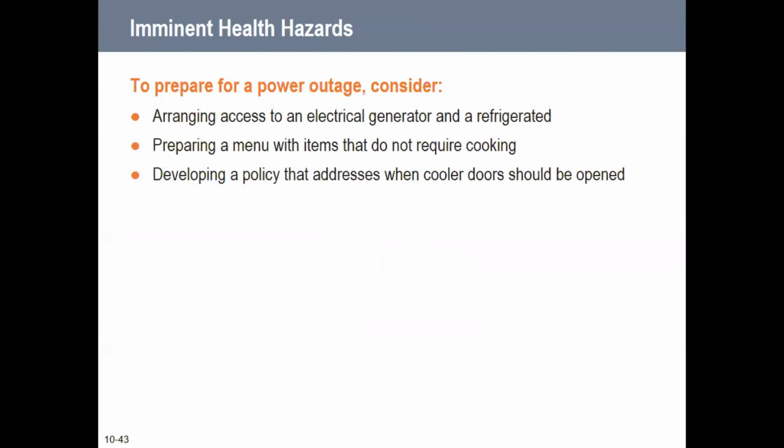So things such as a power outage. If we have a power outage, what do we need to be thinking about in that crisis management plan? Can we get access to a generator or refrigeration? Right. Can we prepare a menu with items that do not require cooking, at least temporarily? Are there policies that address when the cooler doors should be open?